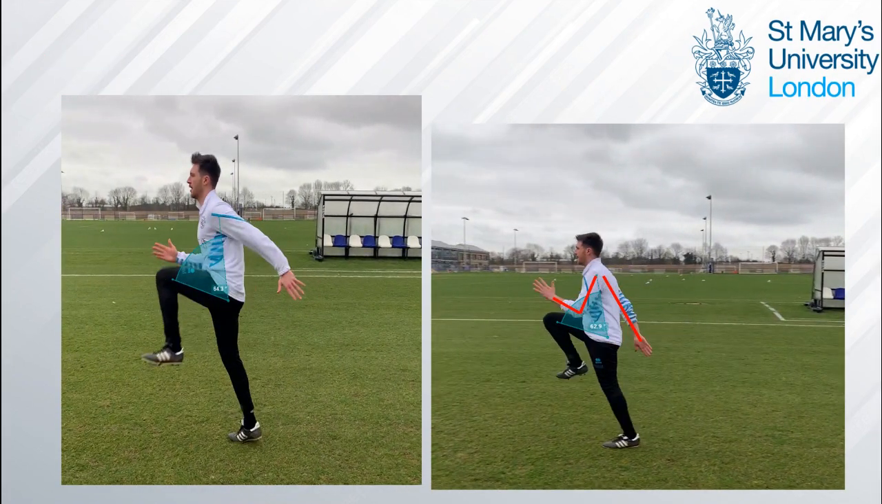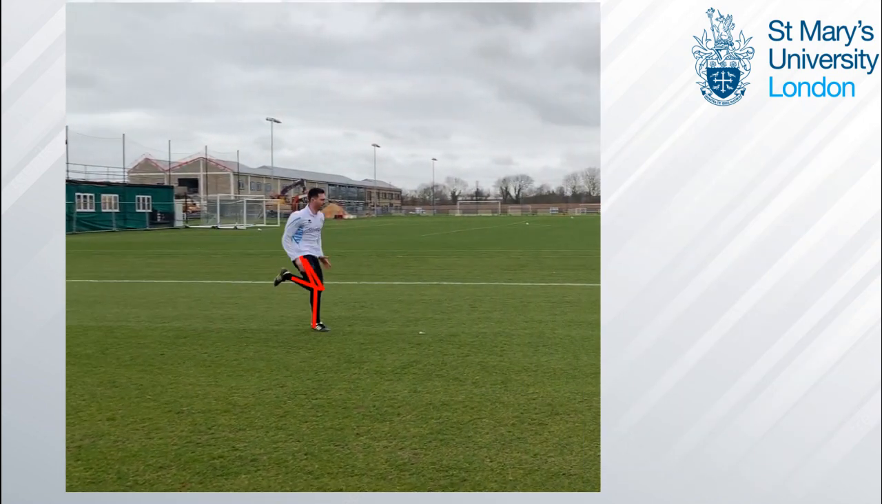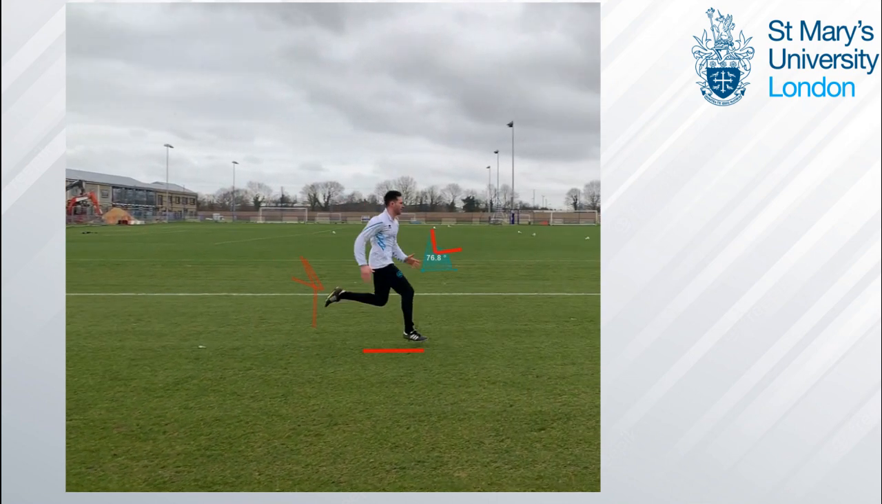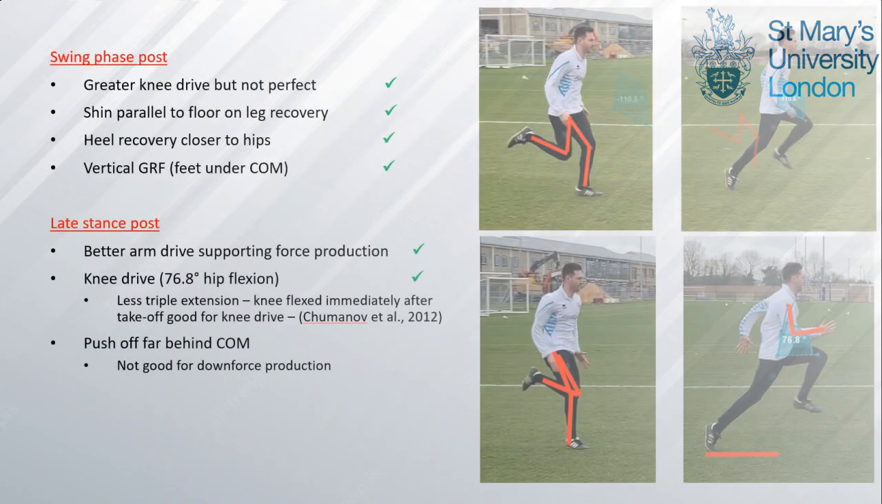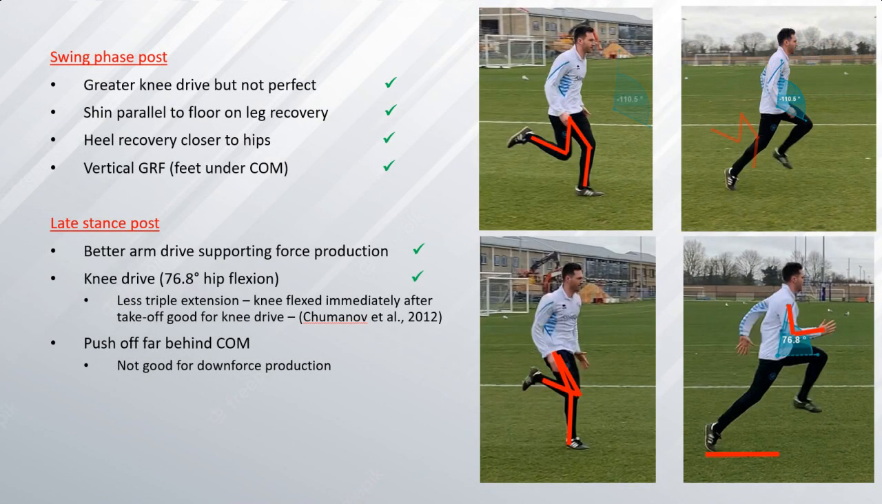So I went through some sprint mechanic drills such as A-skips, which instantly show better knee drive and a neutral foot, which translated into top speed, where we see a better knee recovery on swing phase and a better knee drive on late stance with arm drive. As we can see on the pre and post images, there is a greater knee drive during the swing phase, which during the late stance means greater hip flexion for downforce, and triple extension is not fully achieved as the knee starts coming through immediately after takeoff.